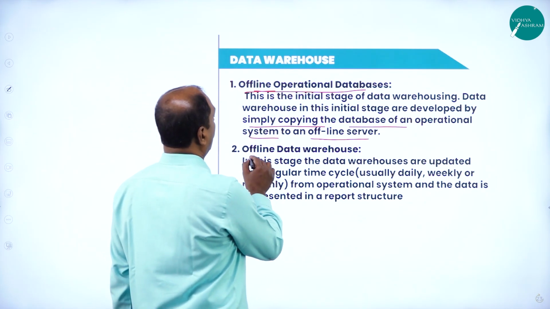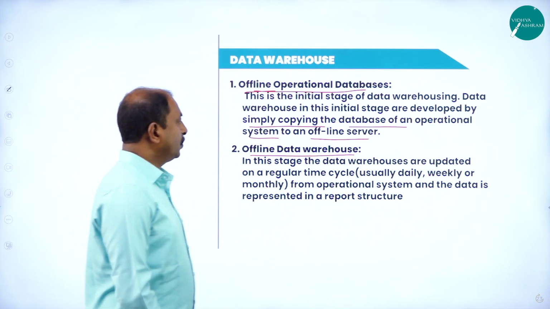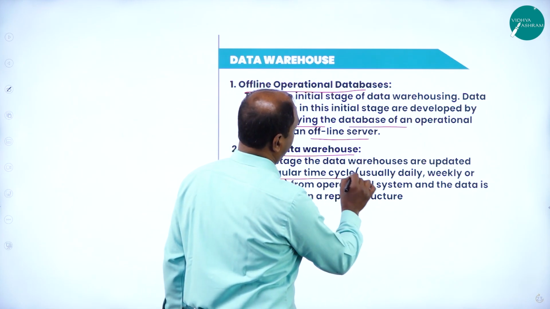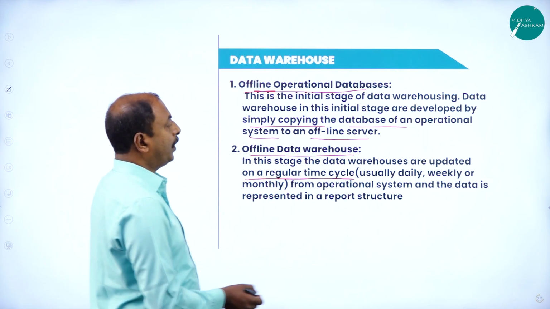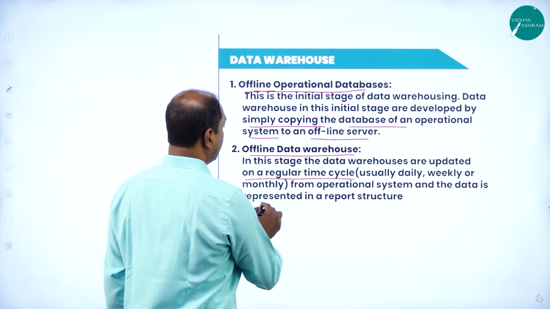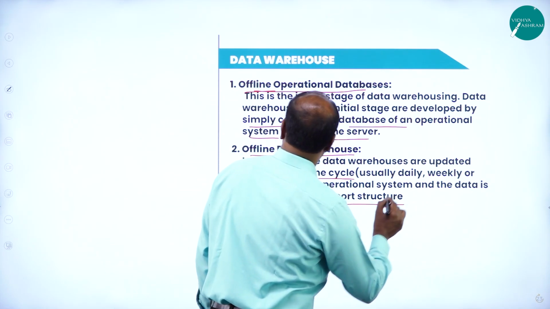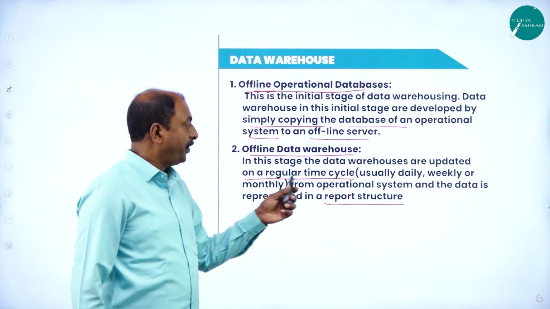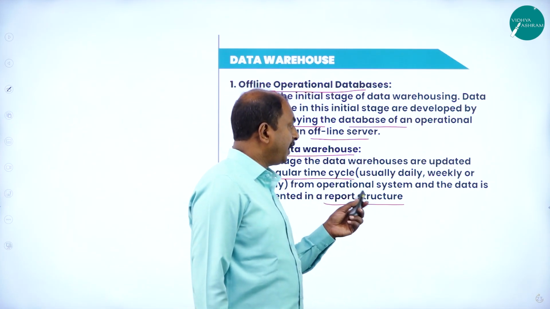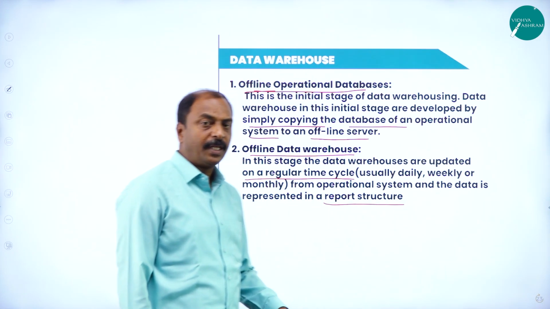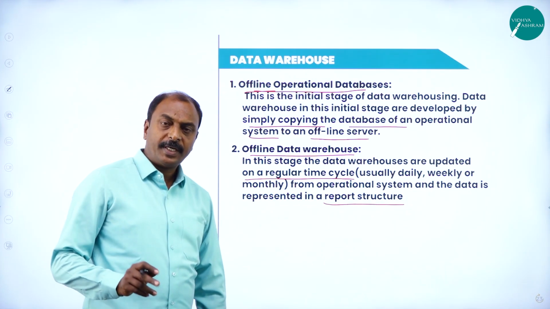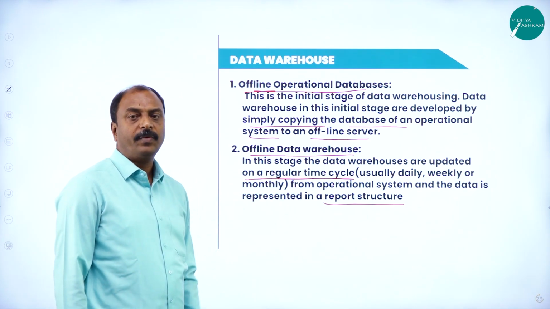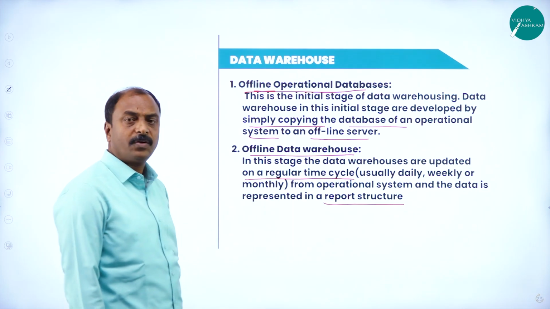The second one is the offline data warehouse. In this stage, data warehouses are updated on a regular time cycle from the operational system, and the data is represented in report structure. So what is an offline data warehouse? Very frequently, at regular intervals, maybe daily, weekly, or monthly, all the data are updated from the online system and copied to this offline data warehouse.